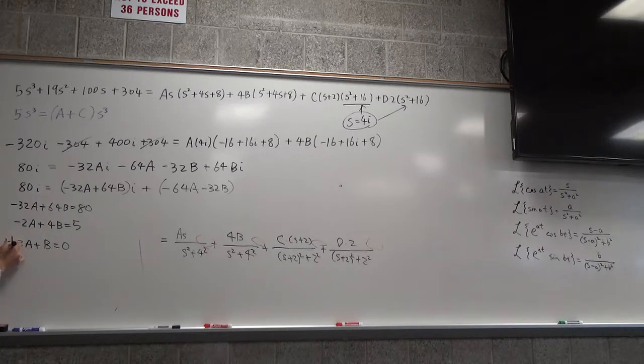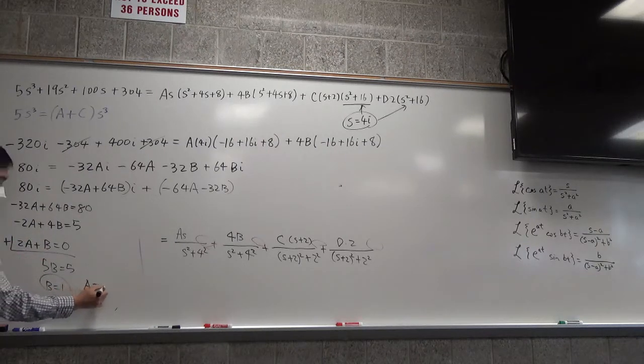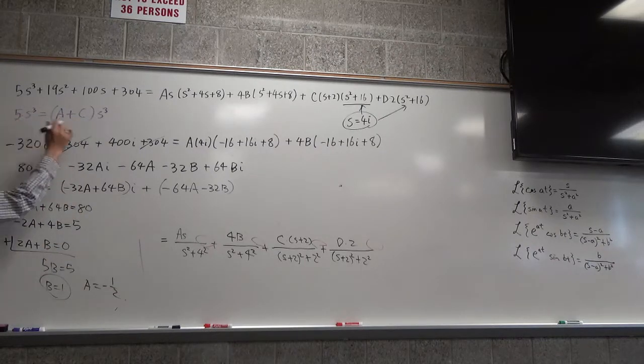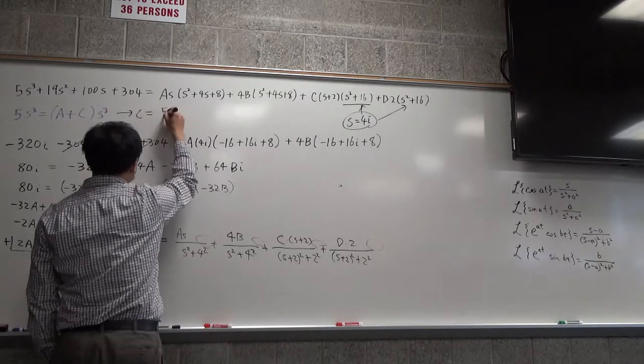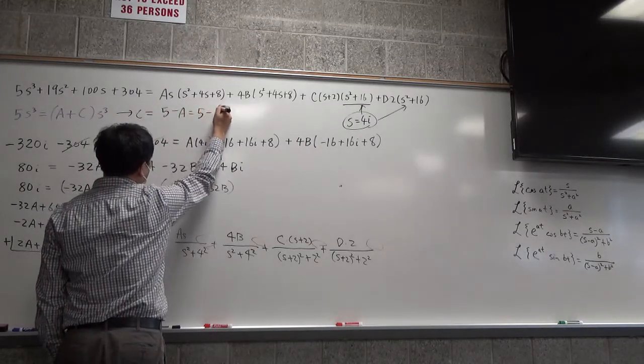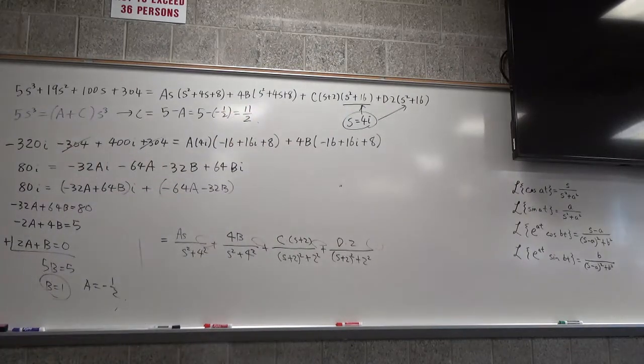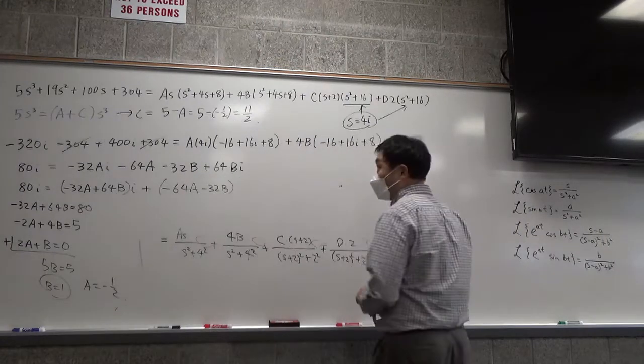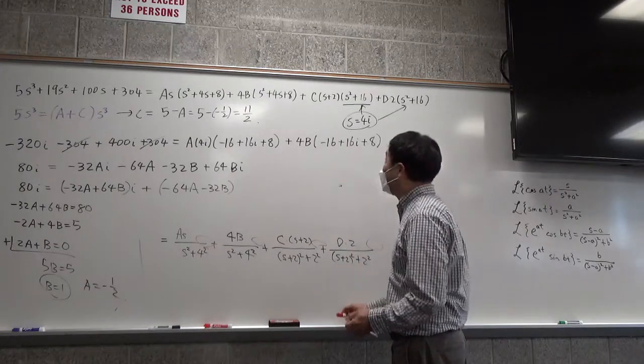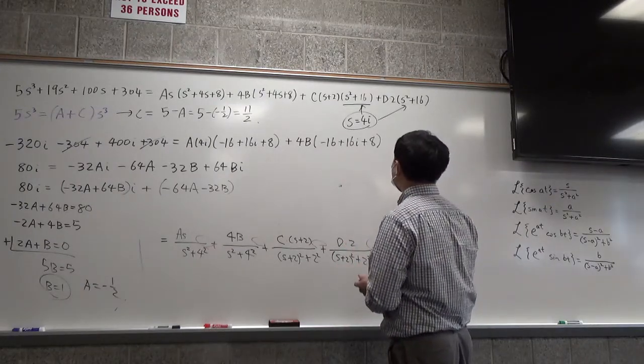Oh, that's nice. So we can just add them together. 5b equals 5, so b must be 1. Okay, and then when you plug 1 back in, you get a equals negative 1/2. And if a is negative 1/2, plug it in here, and you get c equals 5 minus a, which is 5 minus negative 1/2. That's 11 over 2. So you're almost there. And now we can finish off by plugging in 0 both sides. Let's see what we get if you plug in 0 both sides.